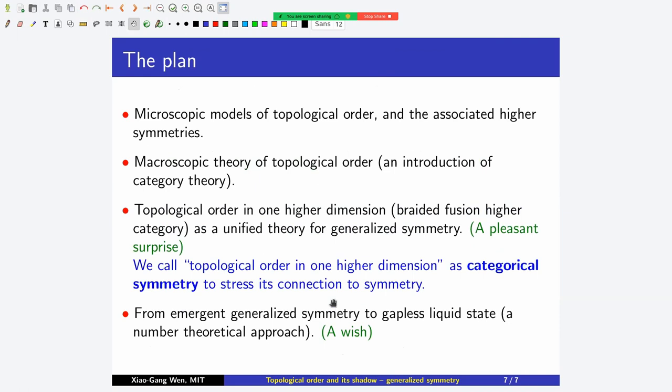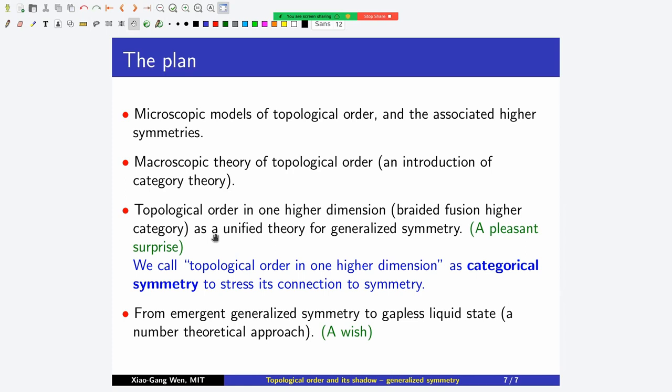So basically, that's the motivation of this topic. What I plan to do is first discuss some microscopic models of topological order, and then using this we can see they also provide an example of a higher form symmetry. Then we'll develop the macroscopic theory of topological order. Basically it's like an introduction to category theory, and then we'll try to formulate this theory of generalized symmetry in terms of topological order, or in terms of fusion higher category theory, which I really don't know much about, but I can tell you what I understand through some simple examples.